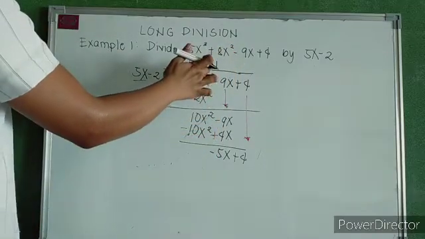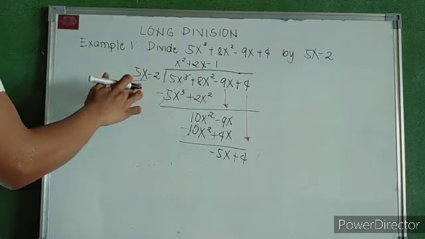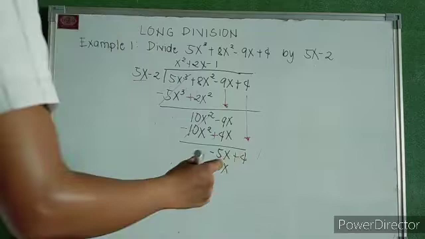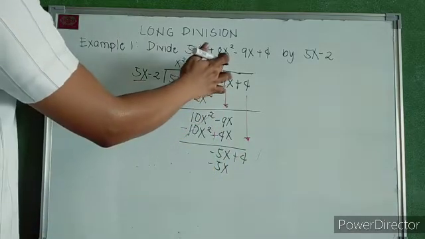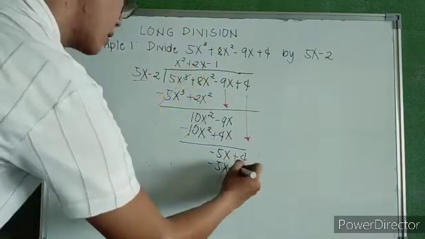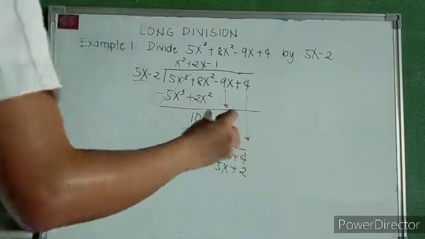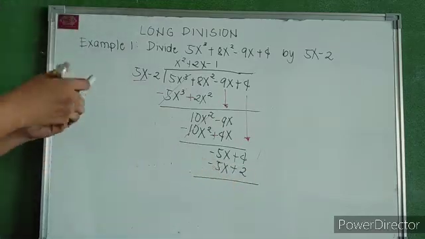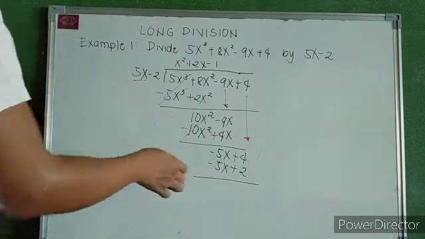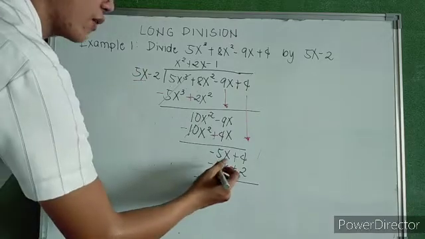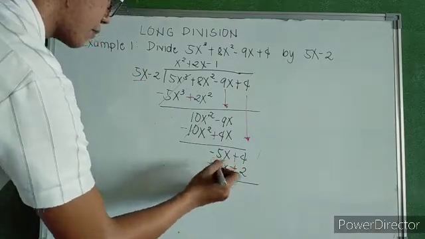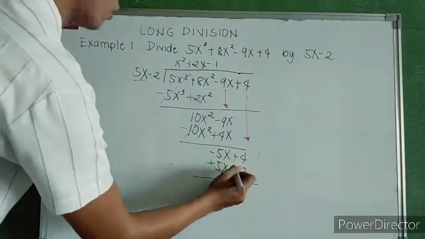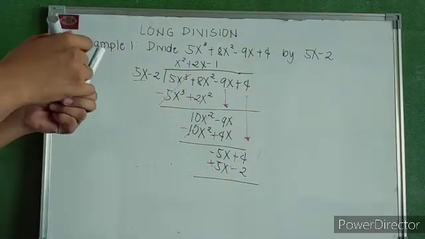So again, this negative 1, we just multiply it to our 5x, so that is negative 5x, the product we got. And then negative 1 times negative 2, that is positive 2. Okay? So when we simplify that, we just get the opposite sign of the product. So from negative 5x, we will have positive 5x. And then from positive 2, we will have negative 2. So we just get the opposite sign of our product.